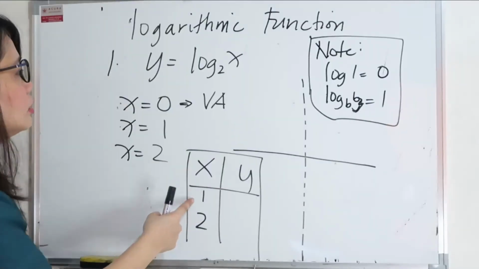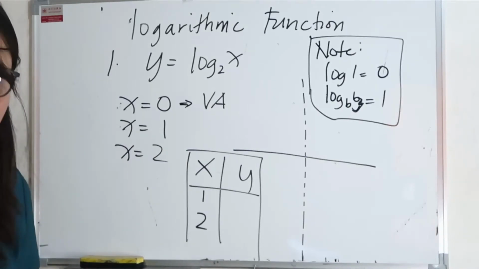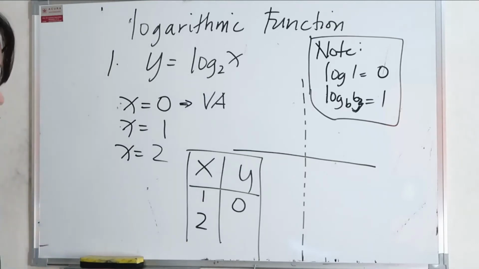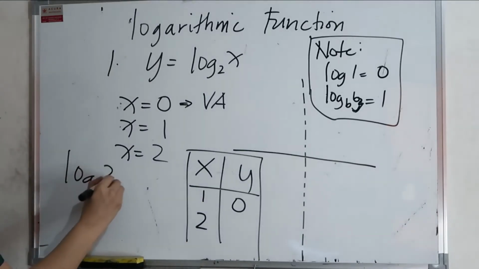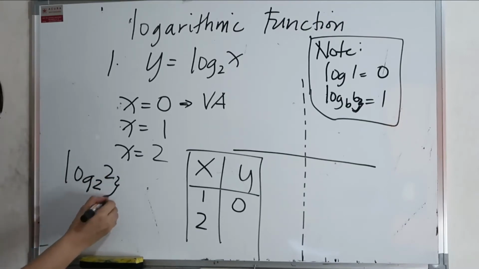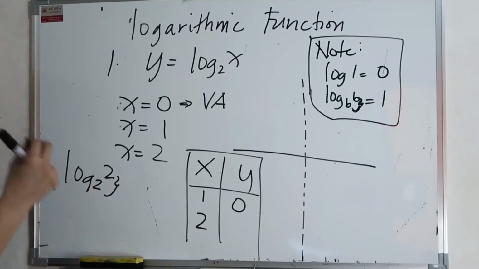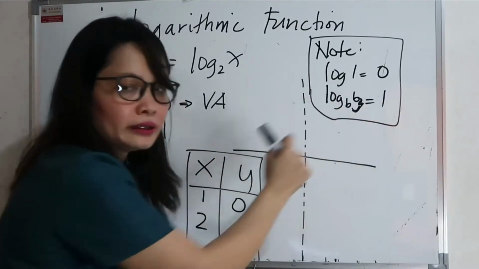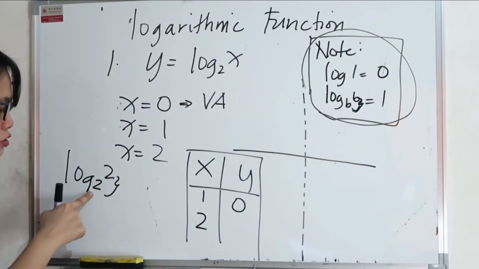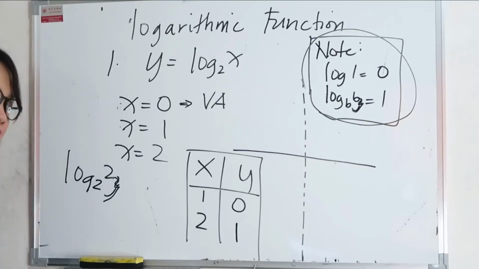So in here, log 1 with the base 2, regardless of the base, if it's log 1, the answer is always 0. Next, log 2 with the base 2, what have you noticed? They have the same value, right? If they are the same, the answer is always 1. Take note of this concept. So log 2 with the base 2 is 1. Now you can plot it.